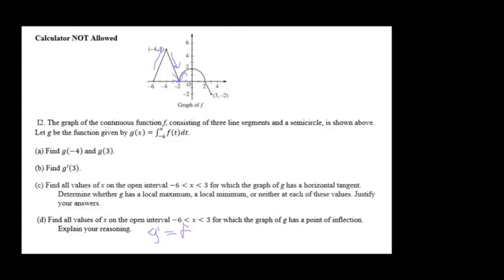And now the harder one to see is here at 0, because we can see here that it's increasing and then decreasing. So there's a point of inflection when x equals -4, x equals -2, and 0.